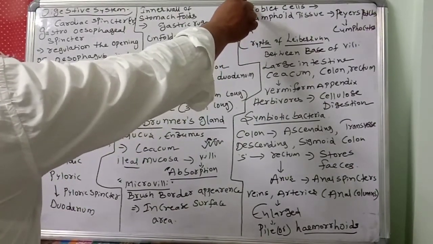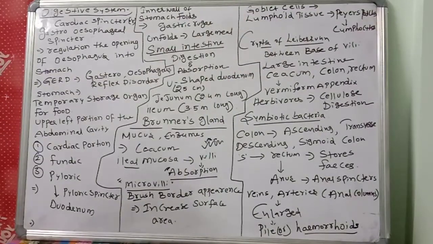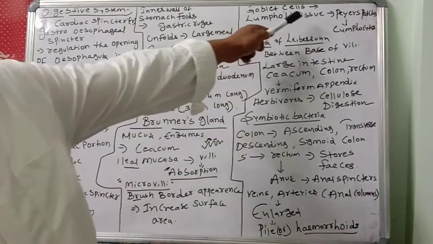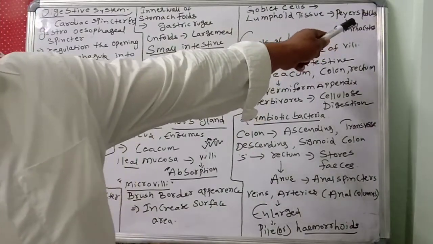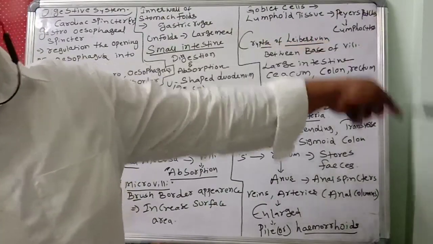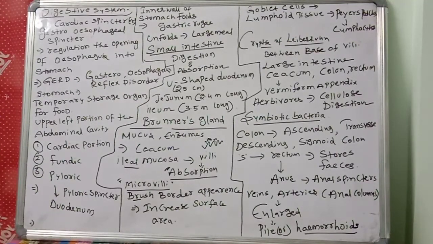Goblet cells and lymphoid tissue are present. The lymphoid tissues are called Peyer's patches, which are helpful for the production of lymphocytes. Lymphocytes are WBCs.